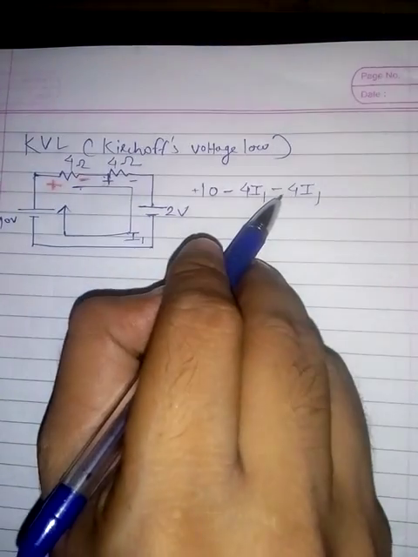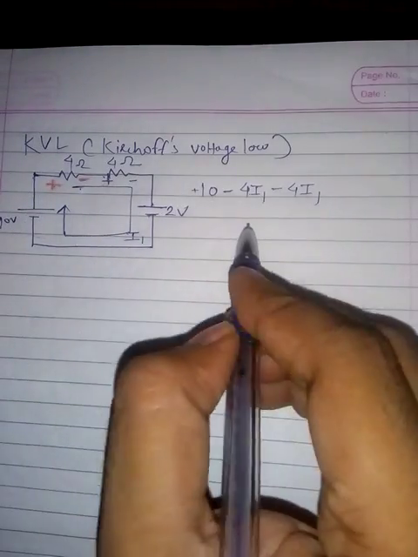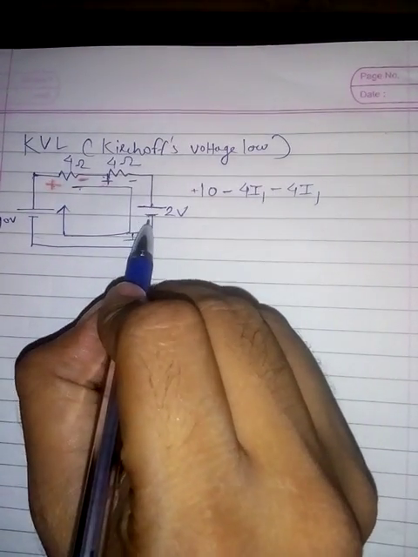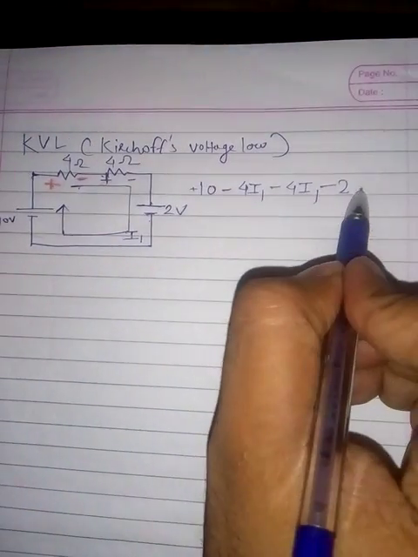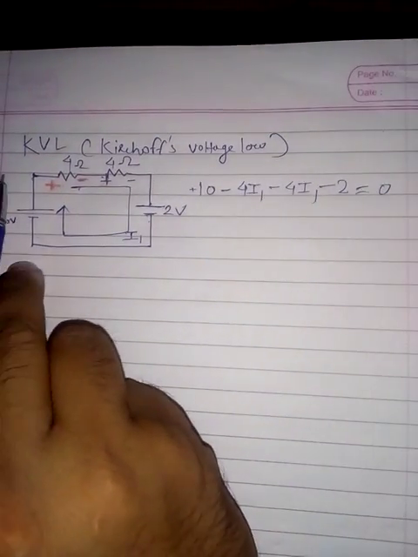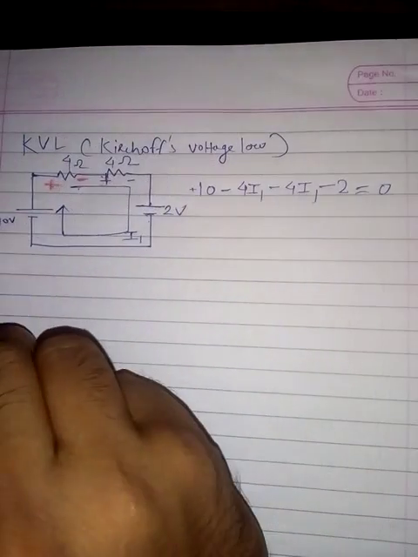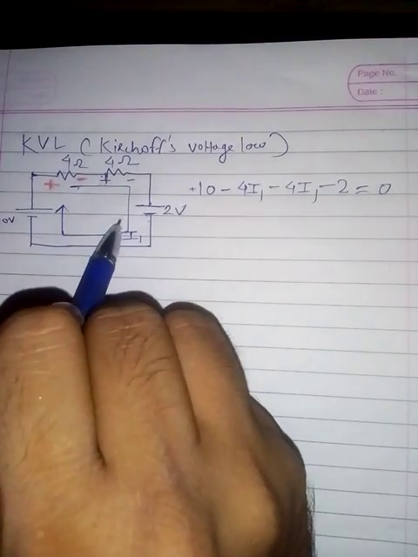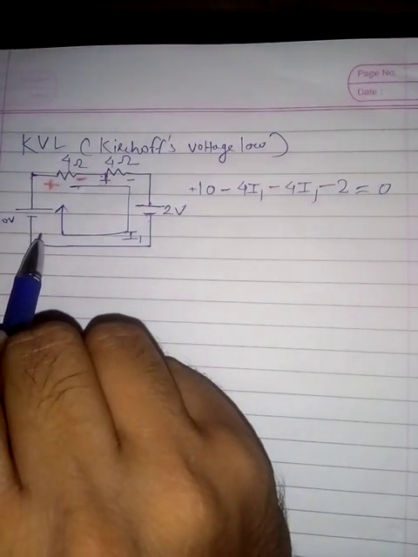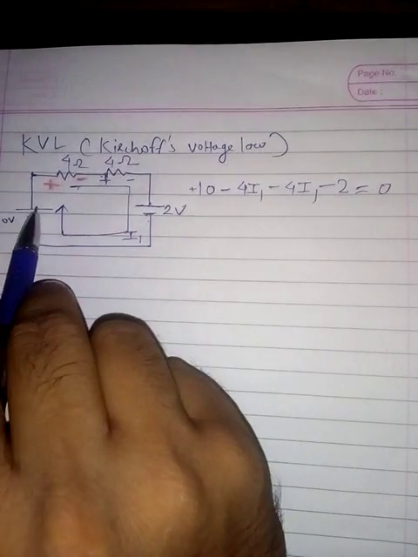Again fall in potential, minus 4 I1. Then positive to negative, minus 2, which is equal to 0. This is a simple KVL, Kirchhoff's voltage law. Algebraic sum of the voltages in a closed loop is equal to 0. This is the algebraic sum of the voltages.